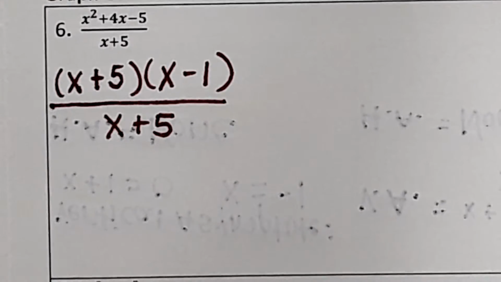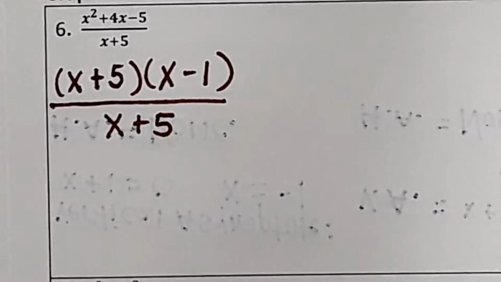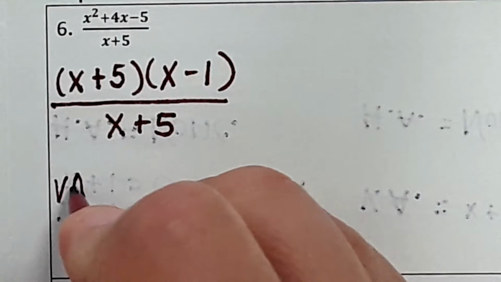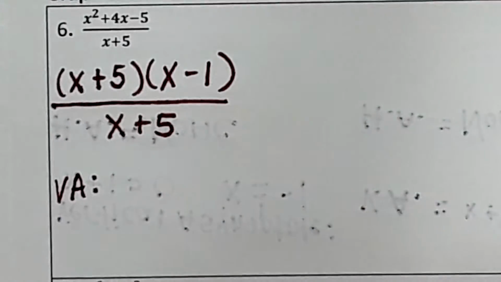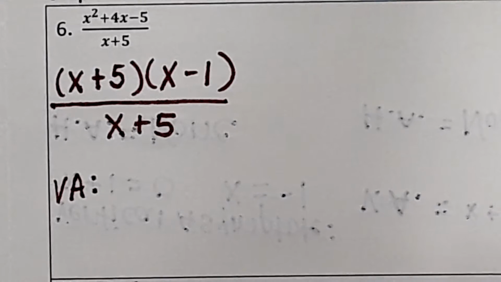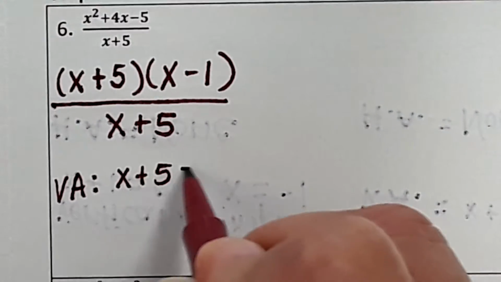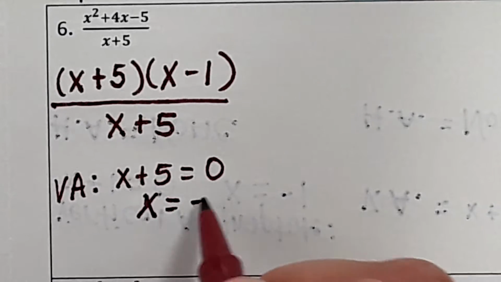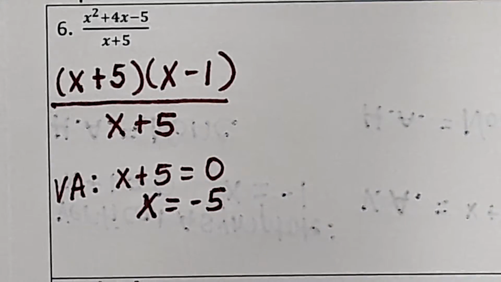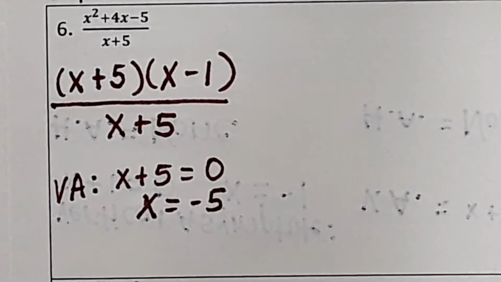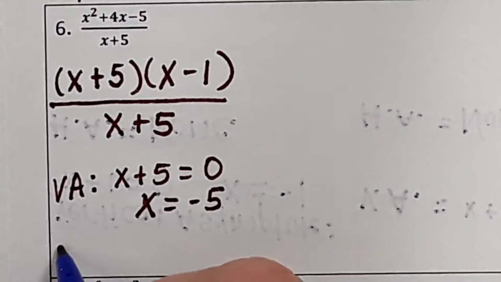Okay, so now we're going to find that vertical asymptote just like we've been doing since Monday. So how do you find the vertical asymptote? Set the denominator to 0. So x plus 5 equals 0. X equals -5. So that's your vertical asymptote. Now that you factored and found your vertical asymptote, here's my next question. What's my horizontal asymptote?